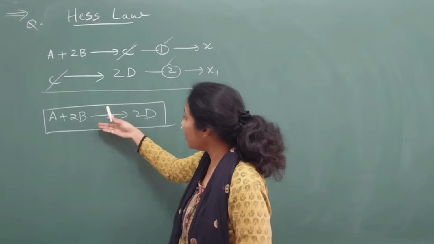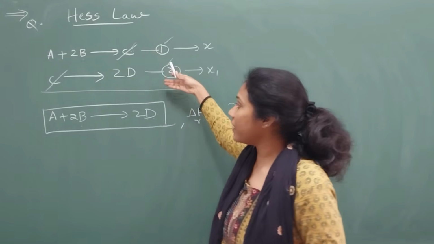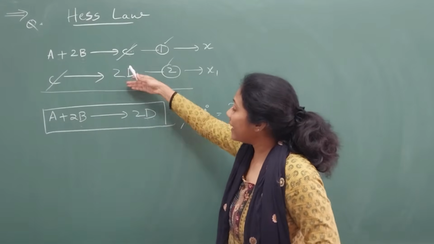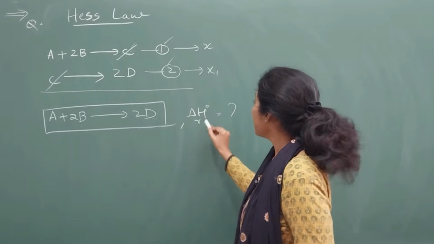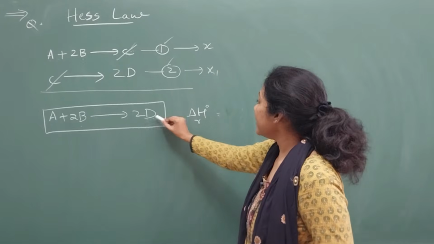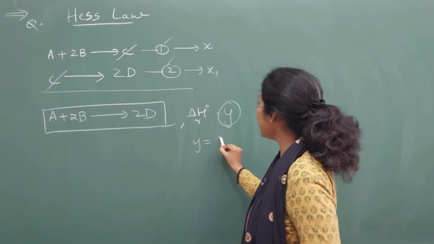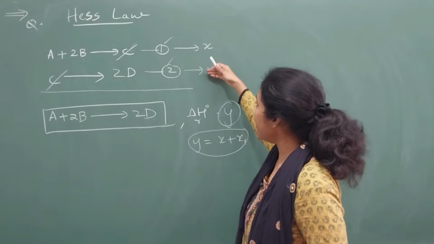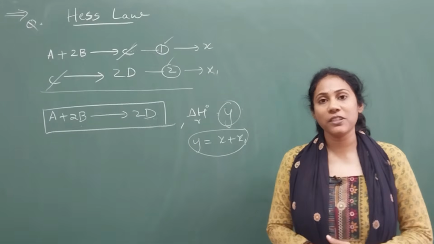Suppose you get your desired equation as it is when you add the given equations. Then how do you calculate the final enthalpy? On adding, you get your desired equation, which means add the enthalpies. So imagine the enthalpy change of the reaction is some Y. So what is Y here? Y is equal to X plus X1. Just add the enthalpies of the given equations to get the enthalpy of the final equation.